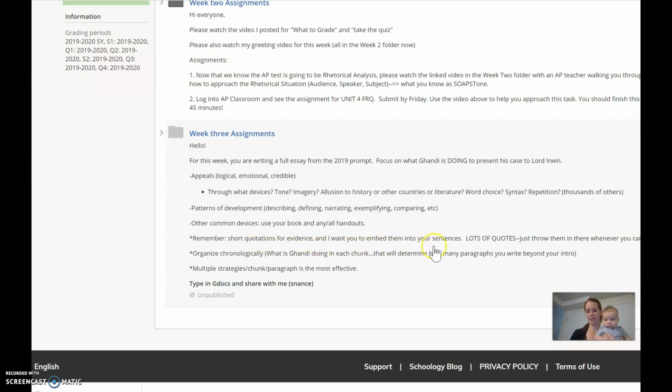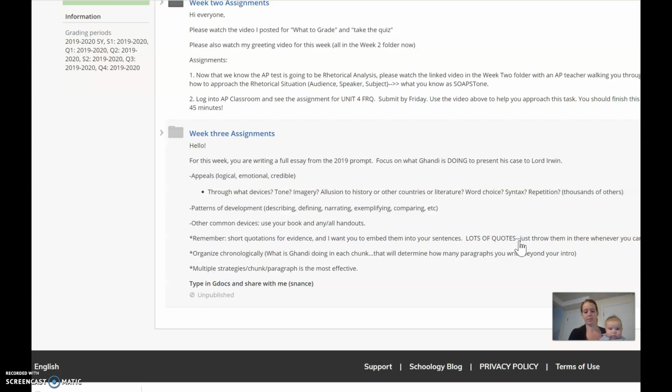Remember, I want you to put short quotations for evidence, and I want you to embed them naturally into your sentences. You guys are doing a really good job with this. Lots of quotes, okay? Just throw them in there whenever you can. I'm sure you don't remember, but I do. Back in November, before this guy came around, we wrote a body paragraph together, and I was trying to prove to you just how many quotes I can throw into a paragraph. I can't put a number on it, but definitely more than one long quote. I don't want to see 3 quotes in your essays. I should see 3 to 5 quotes per paragraph of your essay.